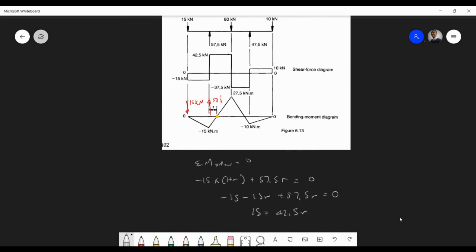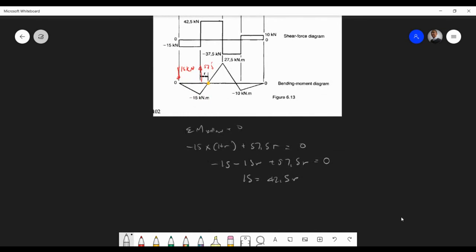42.5R, is that fine? And then you just divide 15 by 42.5, and you'll get an answer of 0.3529 meters.